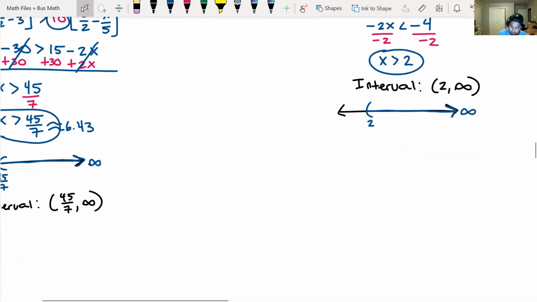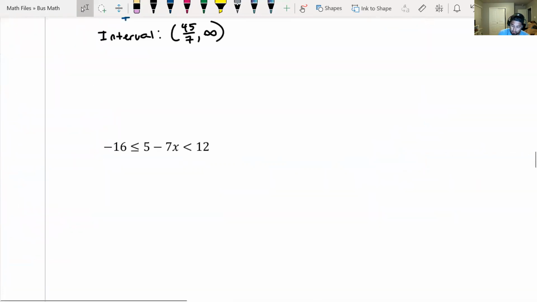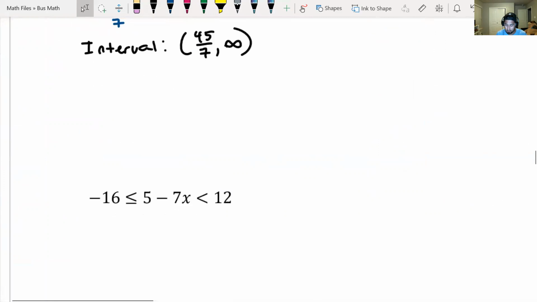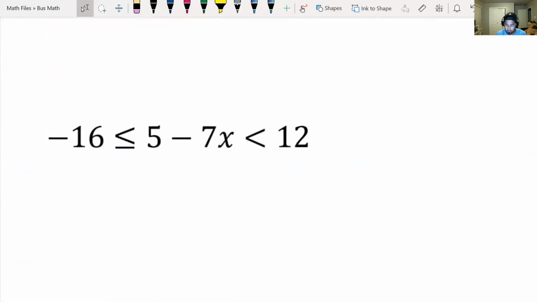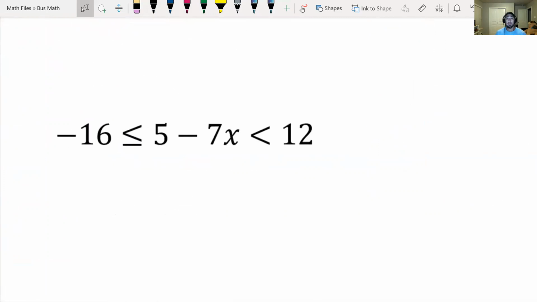All right, still going. All right. 2 left on these ones. Okay. So now we are going to solve a double inequality. All right. So here it says negative 16 is less than or equal to 5 minus 7x, which is less than 12. Okay. So our job is to solve for x, so we need to get x by itself.